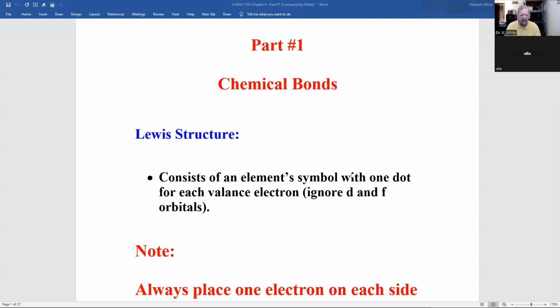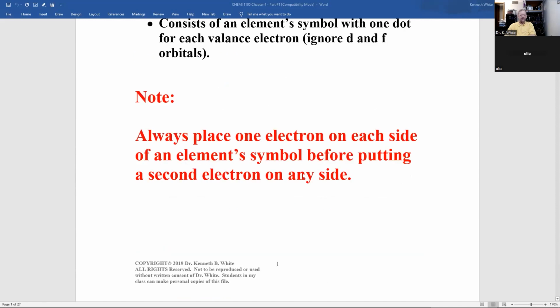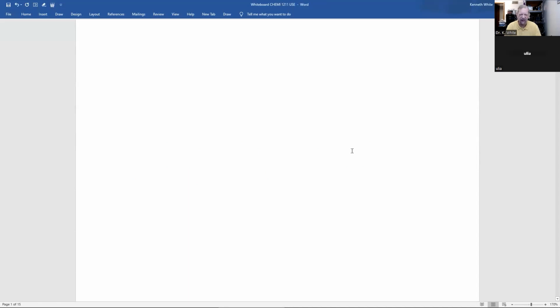I didn't mention earlier, but Lewis valence electrons are only S and P electrons in the outermost subshells of an element. Now, for an element, the Lewis structure always places one electron on each side of the element symbol before putting a second electron on any side. So you can have no more than two electrons on a side. Let's see how we do this. By the way, I didn't write there, but I'll say, hint, you should know this.